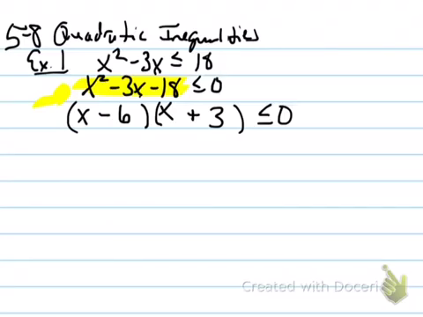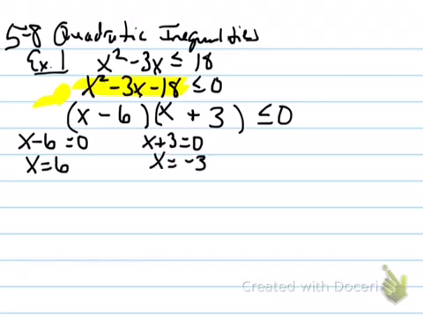Now I'm going to solve each of these factors for 0. So at this point it's very similar to what we've done in the past. So the first factor is x equals 6. The second factor is x equals negative 3. So I got the two values that make the expression exactly 0. Now I want to figure out where it is less than or equal to 0, because that's the point of the problem. So here's how I do that to help me analyze my answer.